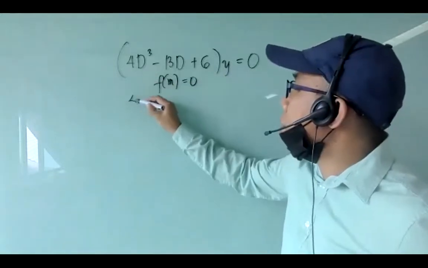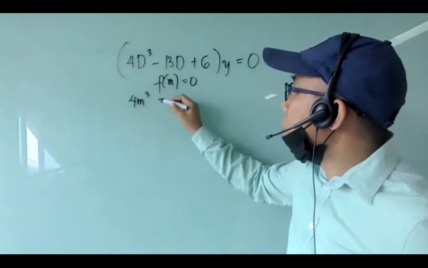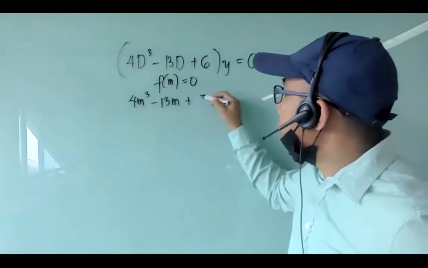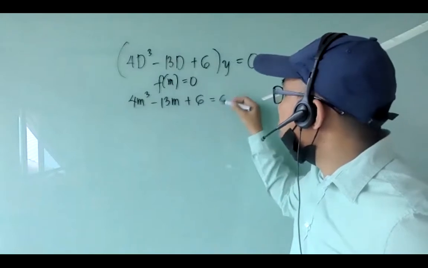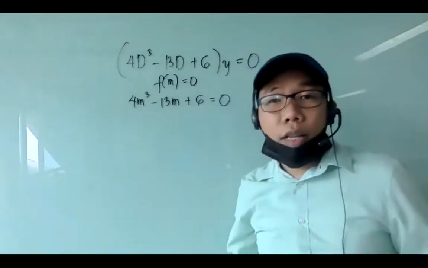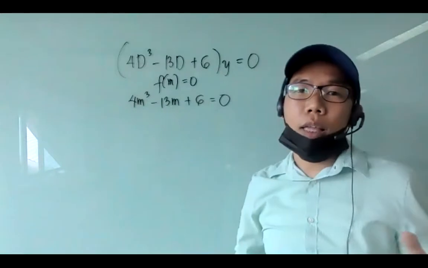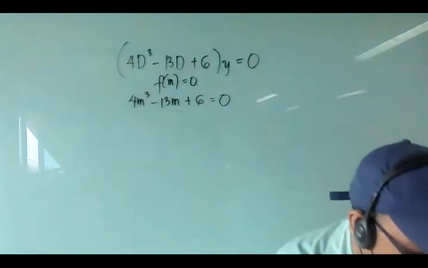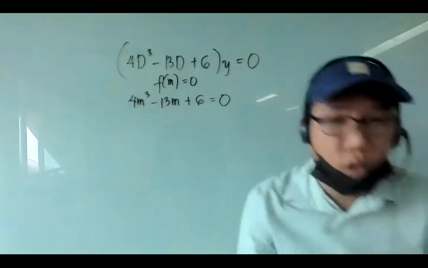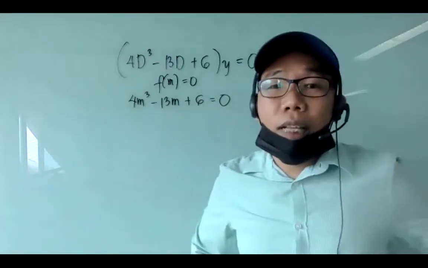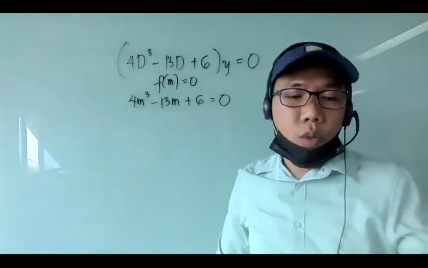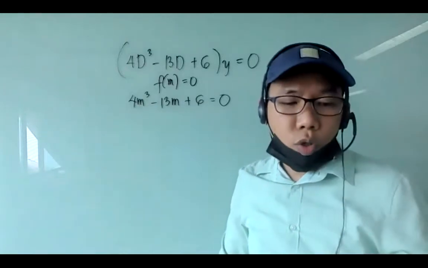So this will be 4m cubed minus 13m plus 6 equal to 0. Tandaan ha, sa auxiliary equation, you don't need to write y. Kasi auxiliary nga lang siya, di ba? It's not the actual na equation. So just like to facilitate or to help us determine yung roots nito, which is very essential sa solution ng DE.